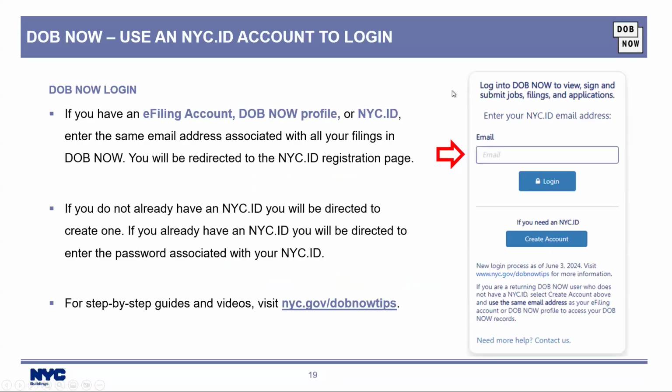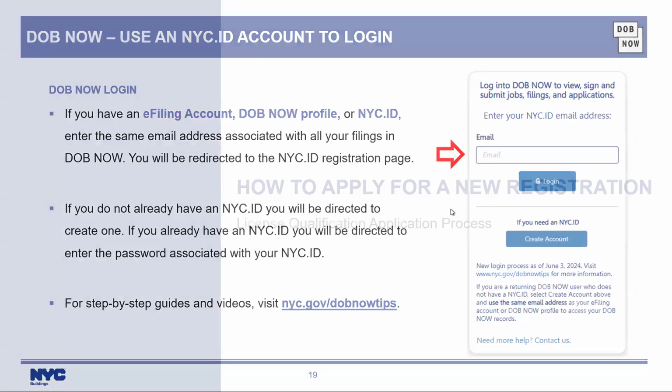So what you're going to do is, when you are on the DOB Now sign-in page, you'll enter your email and click login. If you do not have an NYC ID, it'll take you over to NYC ID to create your registration. If you currently have an NYC ID, you'll just be directed to enter the password that's associated with it. And also, if you know you need an NYC ID, you can click create account. That will work as well. There are step-by-step guides and videos at nyc.gov/DOBNowtips.